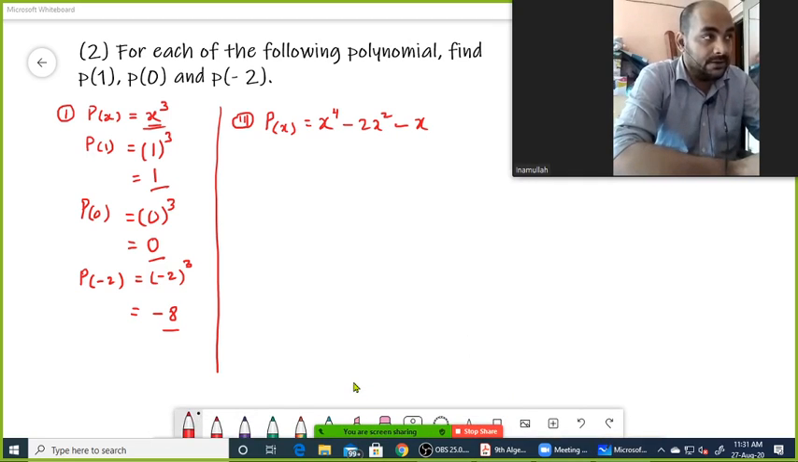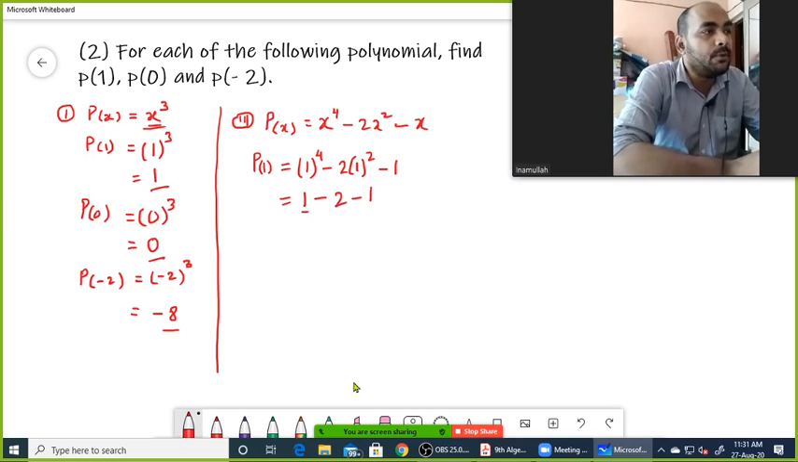So first we will take P1. So wherever we have x, we will substitute 1 there: 1 raised to 4 minus 2 into 1 raised to 2 minus 1. So 1 raised to 4, that is 1, minus 2 ones are 2, minus 1. So this positive 1 and negative 1 will become 0. So you will have only negative 2. So P1 is negative 2.